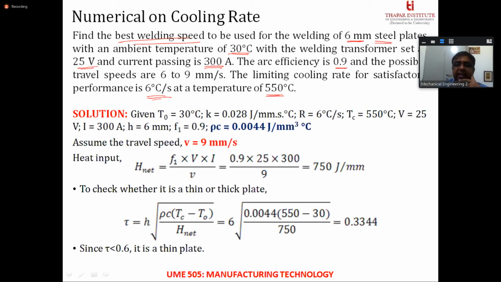Another data which was missing, I have added directly over here, that is the value of rho C. So for a steel, the value of rho C will be 0.0044 joules per mm cube into degree centigrade. So this is a standard value. If you want to note it down, you can note it down and you can use it directly for the function. There is no need to find out rho and no need to find out C. You can directly use this function. So now what happens is we have to assume a traveling speed.